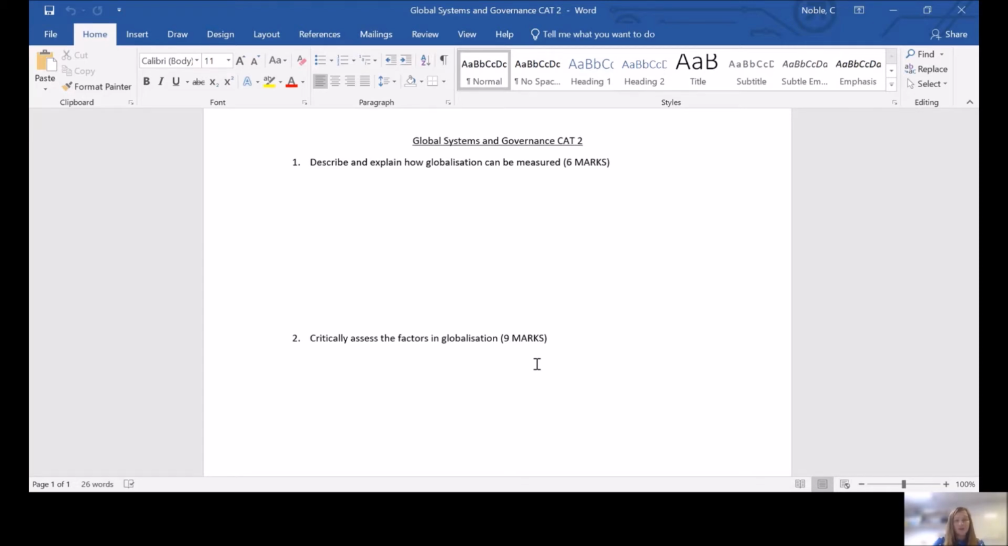So the first question asks you for 6 marks to describe and explain how globalisation can be measured. The key thing in this answer is that you refer to the KOF index of globalisation, and consider those dimensions or categories of globalisation which provide us with the ability to measure, for example, how globalised a country or an area is within a specific category, such as economic globalisation, for example.